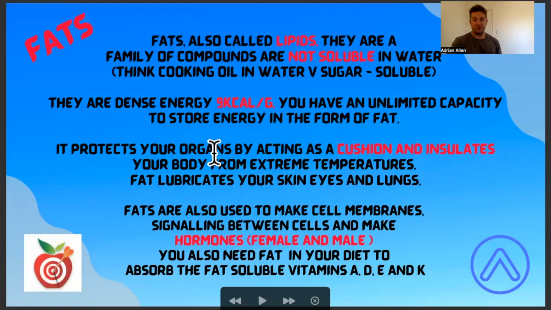It protects your brain and your organs by acting as a cushion and insulates your body from extreme temperatures. Think swimming in the sea. When you're cold, the fat is what keeps you warm, so you don't freeze to death in cold waters. Fat lubricates your skin, eyes, and lungs. Fats are also used to make cell membranes, to signal between cells, and to make hormones, the male and female hormones. Fat is vitally important for, let's say, the male hormone testosterone. For females, progesterone, estrogen. These hormones and every other hormone in the human body need fat in the body.